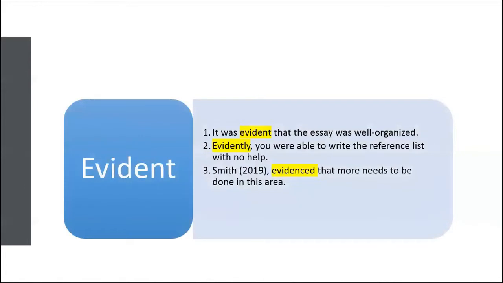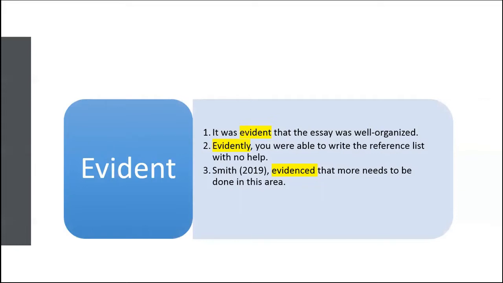Evident, evident. It was evident that the essay was well organized. Evidently, you were able to write the reference list with no help. Smith, 2019, evidenced that more needs to be done in this area.